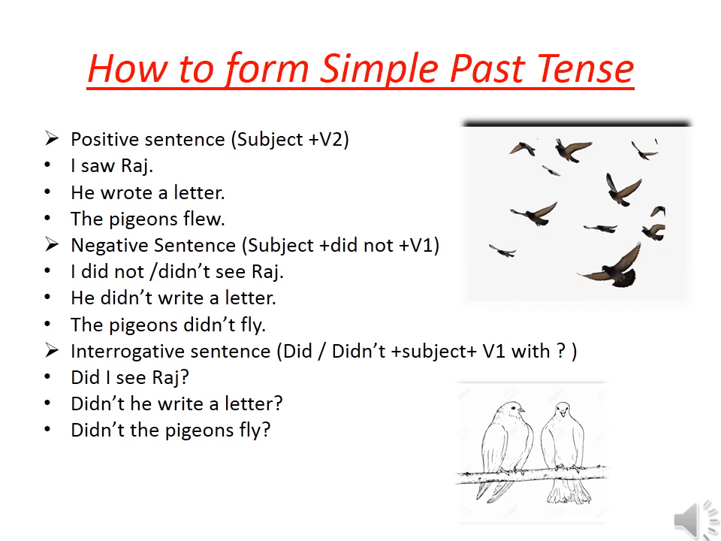Now let's have a look at the pattern of interrogative sentence. Here the sequence of the words changes. So first we use did or didn't, then the subject, then V1 form of the verb with the question mark. Let's see a few examples. Did I see Raj? Didn't he write a letter? Didn't the pigeons fly?